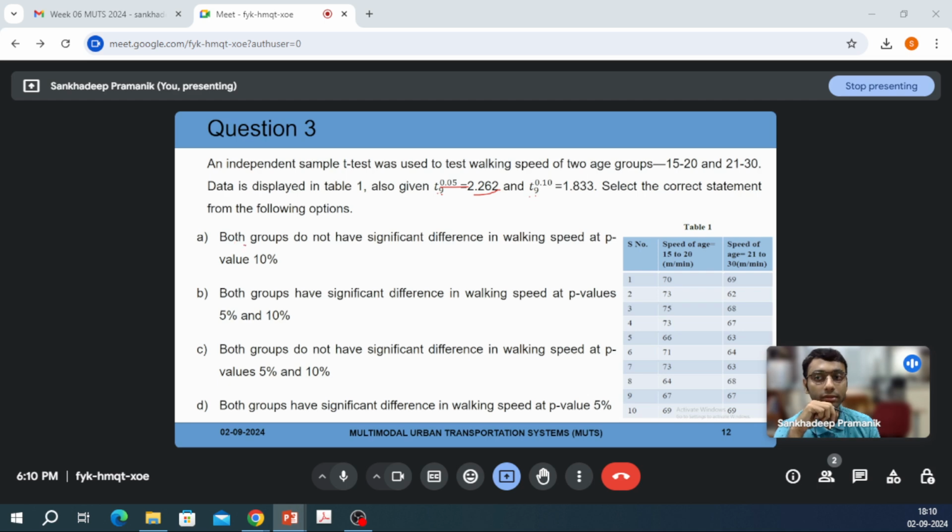Option A is, both groups do not have significant difference in walking speed at p value 10%. Both groups have significant difference in walking speed at p values 5% and 10%. Both groups do not have significant difference in walking speed at p values 5% and 10%. And the last one is, both groups have significant difference in walking speed at p value 5%. So I am giving some time, then I will discuss.